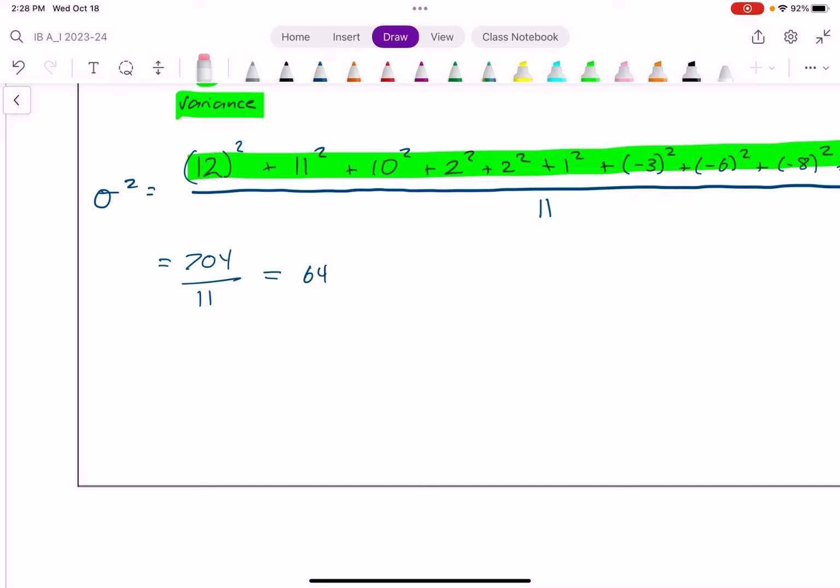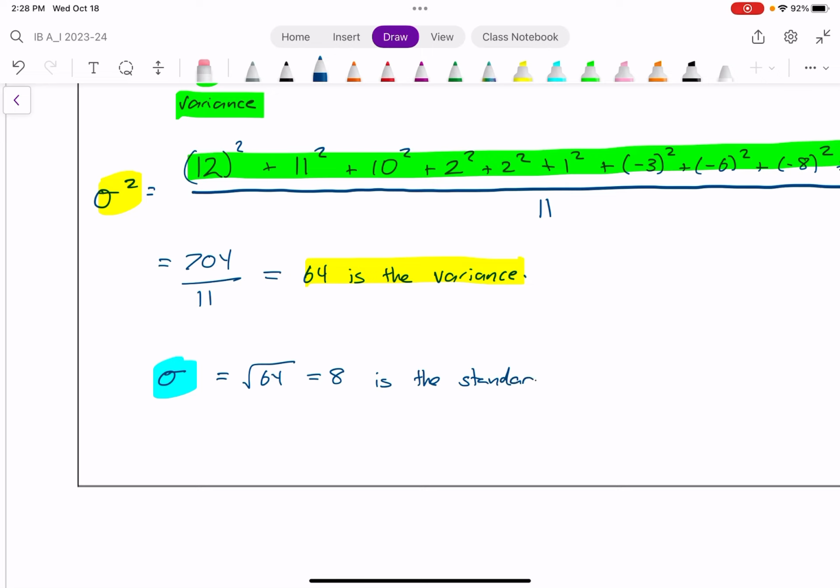However, what we tend to use more than the variance is the standard deviation. Right? 64 is the variance. That's the symbol we use. However, the standard deviation is just the square root of the variance, and we use just this symbol for the standard deviation. And so this is going to equal just the square root of 64, which is 8. And it's a measurement of how our data is spread out. And especially standard deviation we'll see a lot.